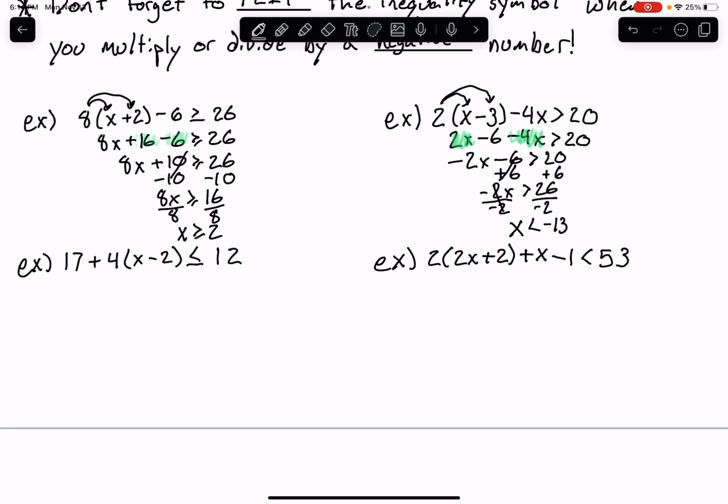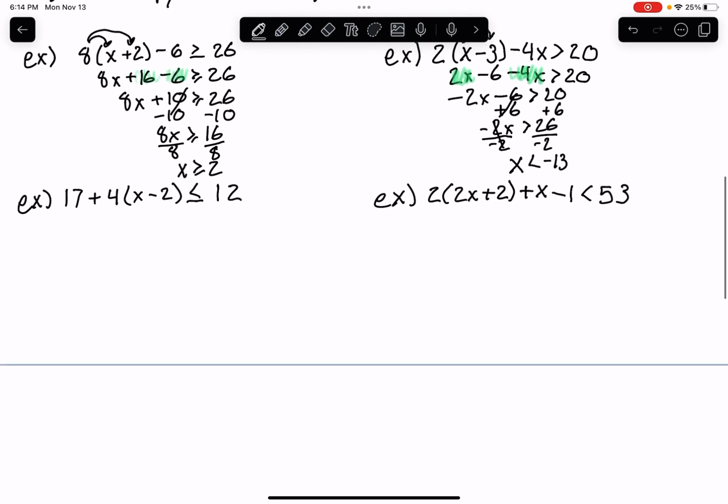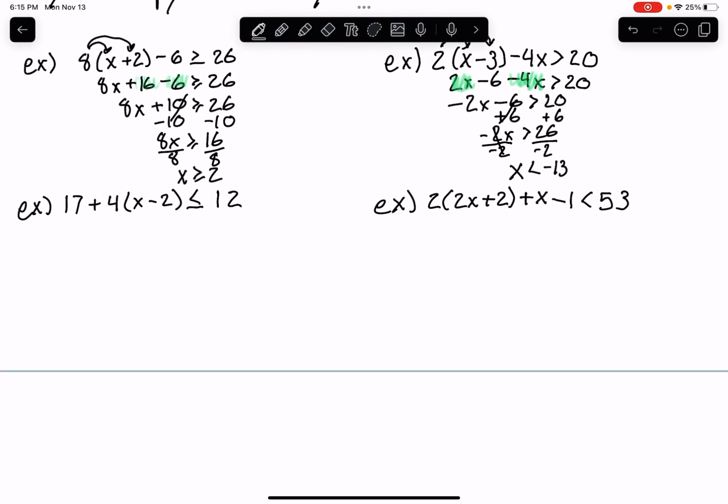All right, example number 3. So I've kind of switched things up on us on purpose here, so steps remain the same though. We are going to distribute this 4 in. So we'll have 17 plus 4 times x is 4x, and 4 times -2 is -8, so minus 8, less than or equal to 12.